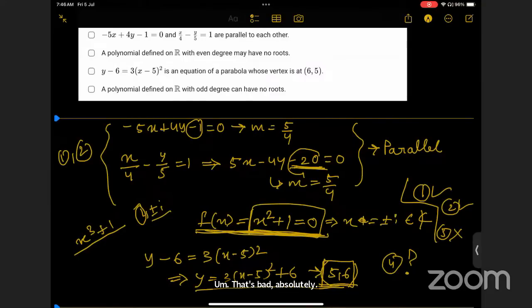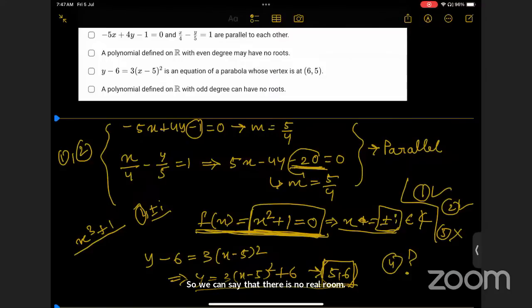Can you explain it more? This is an even degree equation, and for this the roots are plus minus i. That means there are no real roots. So we can say that there is no real root.